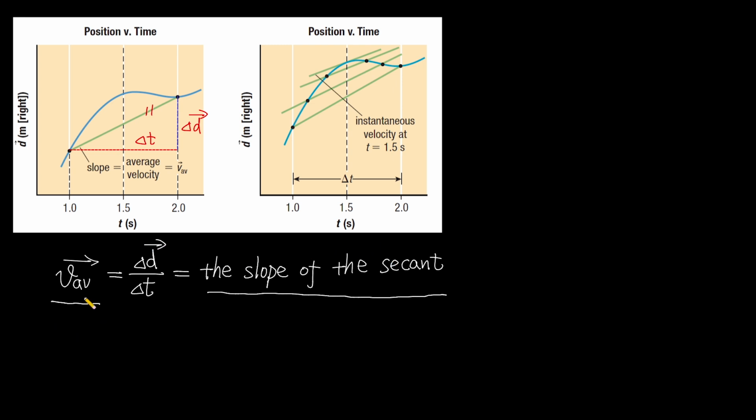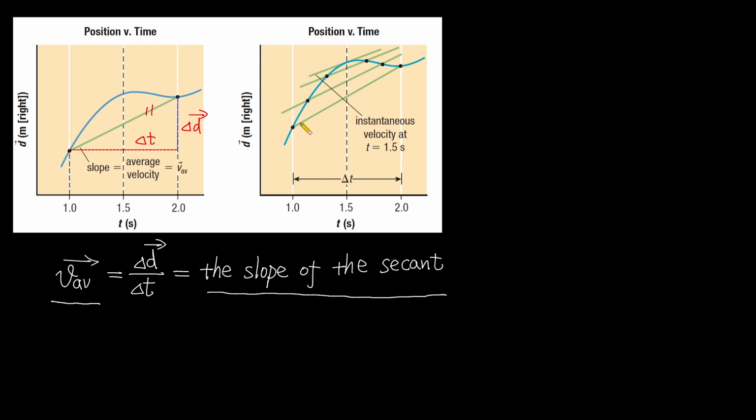Now we know the average velocity, but what's the instantaneous velocity at a point? For example, what's the instantaneous velocity at 1 second? What's the instantaneous velocity at 1.5 seconds? What's the instantaneous velocity at 2 seconds? The instantaneous velocity at a time point equals the slope of the curve at that point.